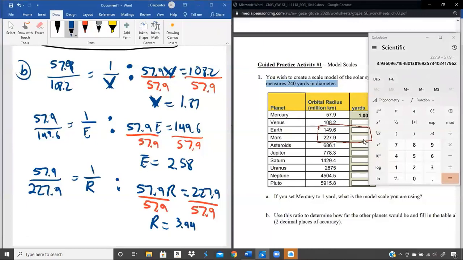So the asteroid belt ends up being 11.85. Jupiter ends up being 13.44. Saturn ends up being 24.69. Uranus ends up being 49.65. Neptune ends up being 77.80. Pluto ends up being 102.17. If that went too quick, go to YouTube, pause, play, pause, play, pause.